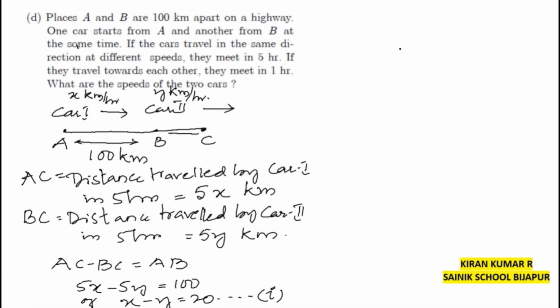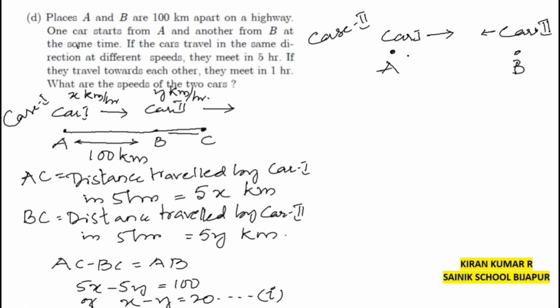Now how do we get the second equation? This was our case 1. Now we have to look at case 2. Both the cars are traveling towards each other. Let this be car 1, which is traveling in this direction, and car 2 is traveling in this direction. Let this point be A, this point be B, where they have started. They meet each other at some point C between A and B. Alright, and they have given the distance between these two cars. AB is 100.